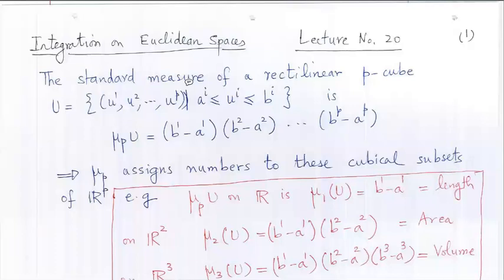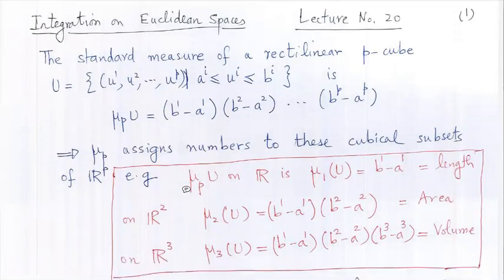We have studied this concept in our real analysis course in the form of Riemann integration. The standard measure of a rectilinear p cube u is denoted mu p of u. We associate a real number with this p cube in the form of a measure, and this will be equal to (b1 minus a1) times (b2 minus a2) up to (bp minus ap). So mu p basically is a mapping that assigns numbers to these cubical subsets of R^p.